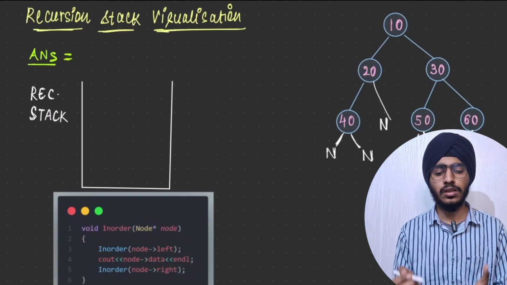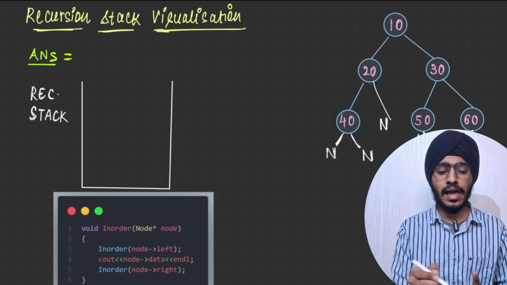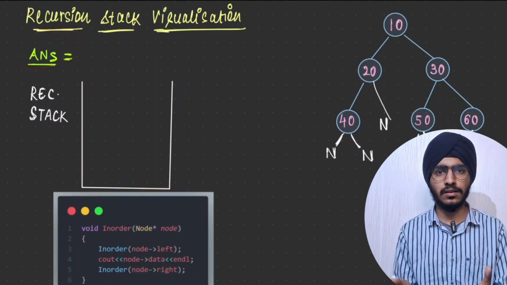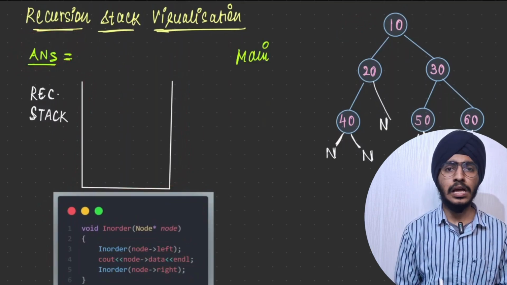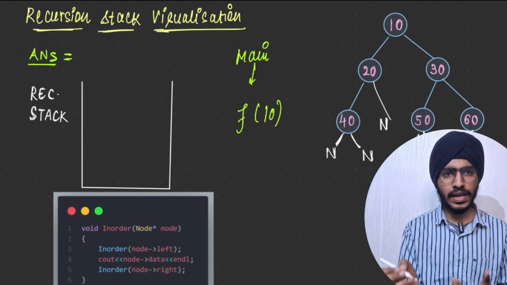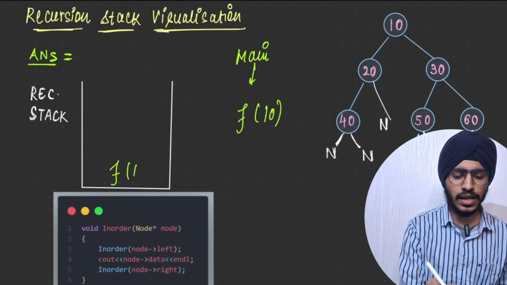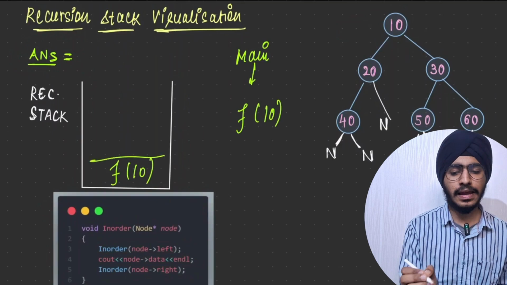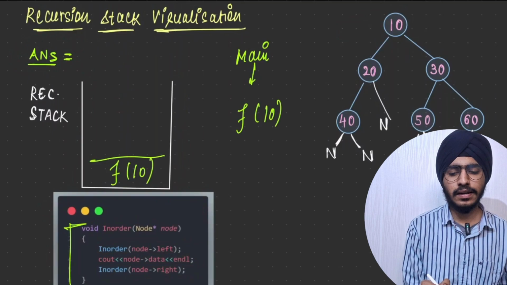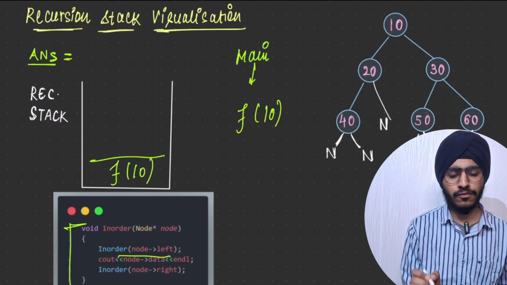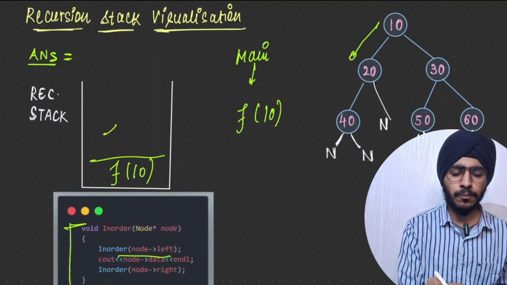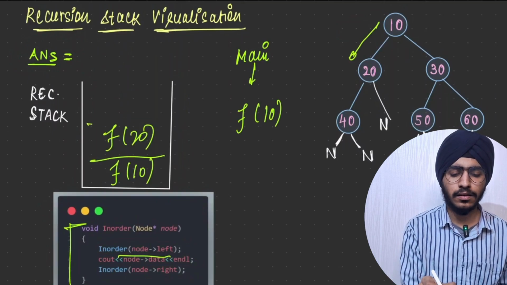We have understood. Now this is a binary tree and this is the recursion stack that we're going to use, and here we will print the answer. So let's start. Let's say main function calls the in-order traversal, that is function of 10. So what will happen? Function of 10 will be pushed into the stack, right? Now time to call this function of 10. So 10 will say go to my left. Don't print me now, go to my left. So we'll go to the left and we'll push the function of 20 in the stack.